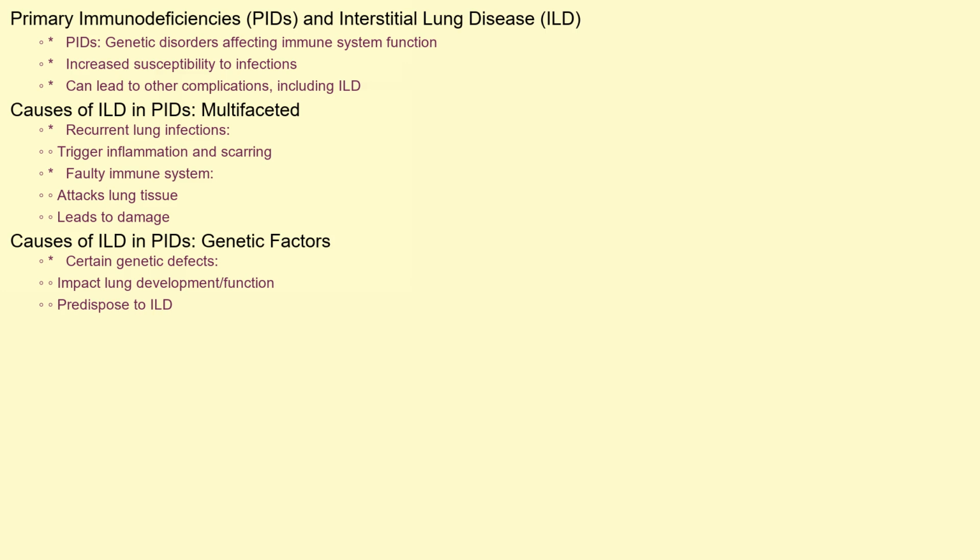Let's begin. Primary immunodeficiencies, as the name suggests, are genetic disorders where parts of the immune system don't function properly. This makes individuals more susceptible to infections, but it can also lead to other complications, including ILD. The exact causes of ILD and PIDs are multifaceted. Sometimes recurrent lung infections trigger inflammation and scarring. In other instances, the faulty immune system itself mistakenly attacks the lung tissue, leading to damage. Certain genetic defects directly impact lung development or function, making individuals predisposed to ILD.